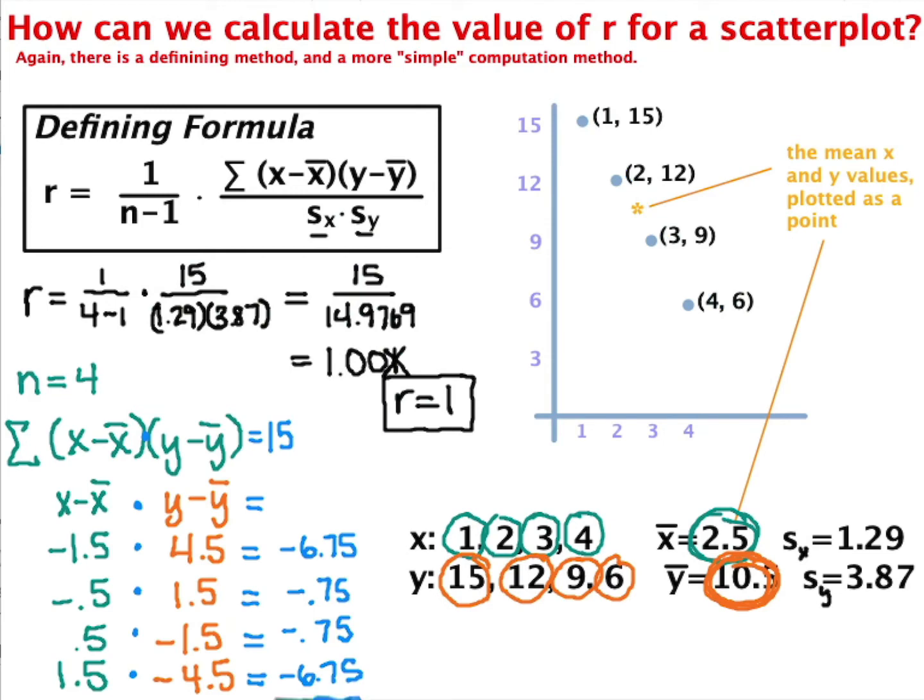It was when I summed all of those together. That should have been a negative 15. Good thing I'm smart. I figured out my mistake. So my correlation coefficient wound up being -1 once I round it, which means we should have a line that fits through there pretty perfectly, right?